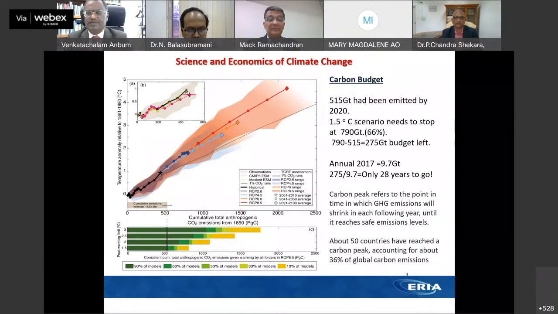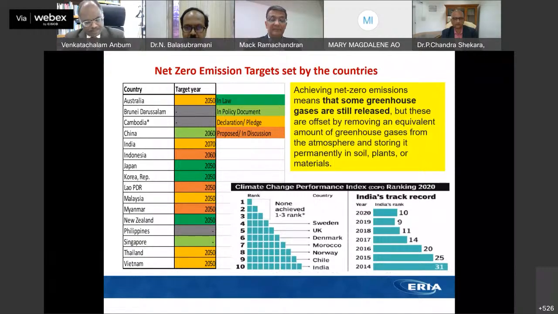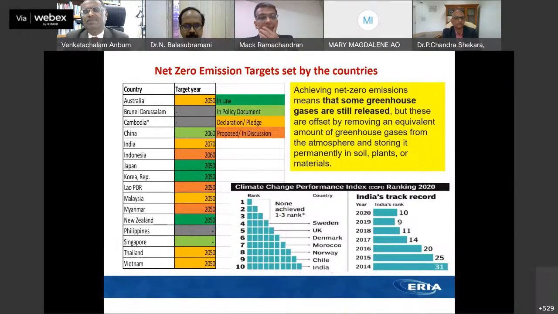And in spite of these things, about 50 countries have already reached this carbon peak, accounting for about 36% of the global carbon emissions. But if you look into this region, I think Dr. Balasubramanian mentioned COP26, where most of the countries agreed to net zero targets. The net zero target is a little bit complex. Here we are not looking for a complete elimination of the emissions, but we also know that by gradually moving, we may not mitigate all these emissions. So some part of that emission has to be stored. And that is a part of this net zero story.